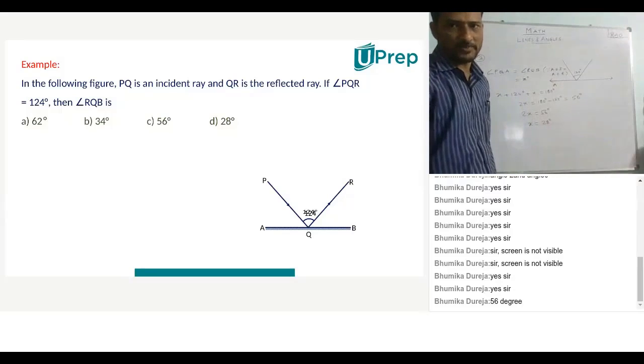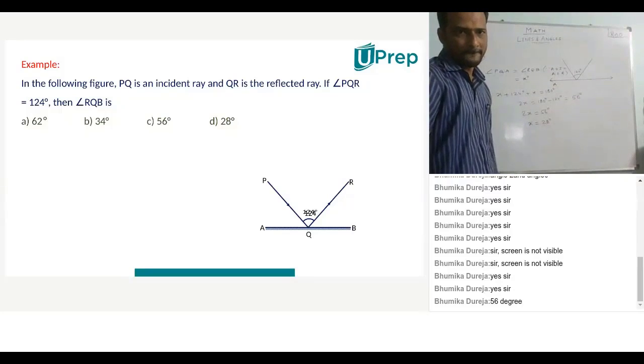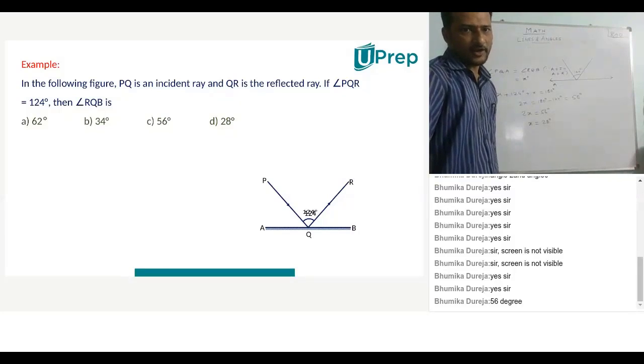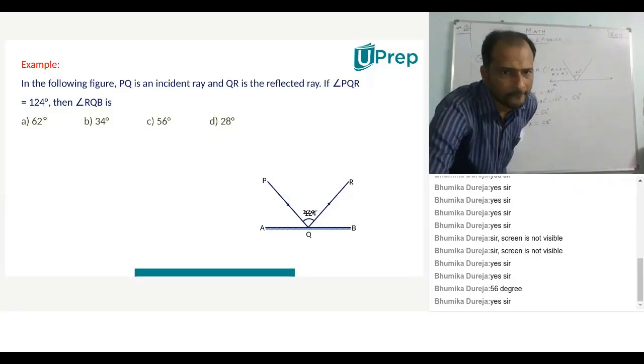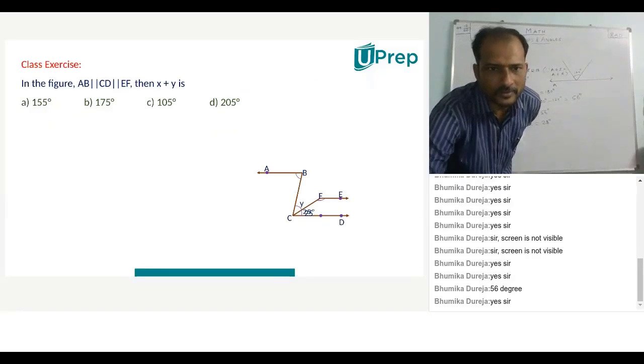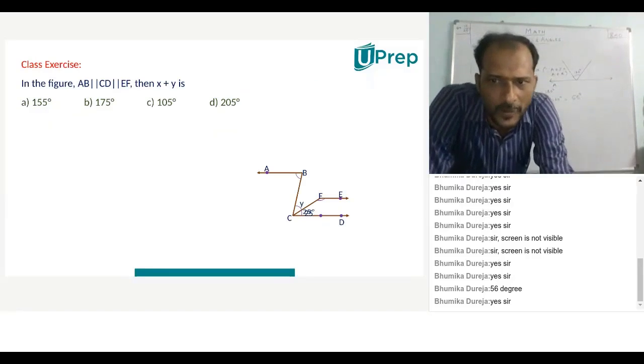I hope you all understood, my dear children. Yes, sir. Bhumika, it is 28 degrees, Nana, not 56. I hope you understood. That's great. Now let's move on to the other question.